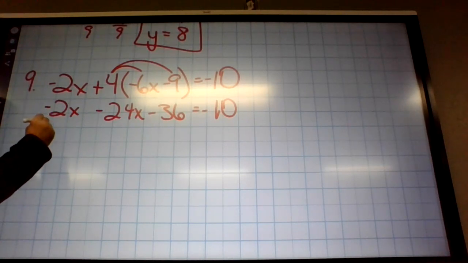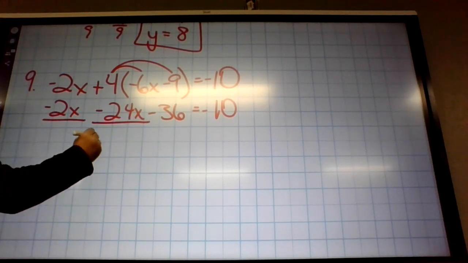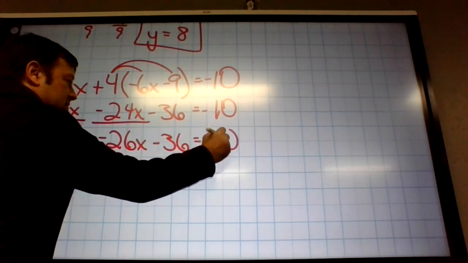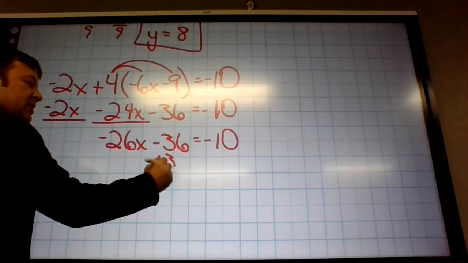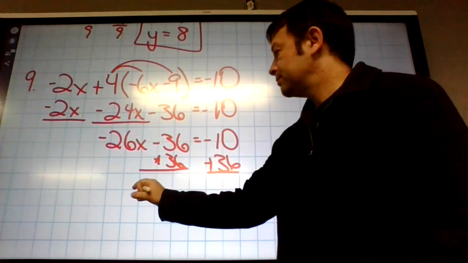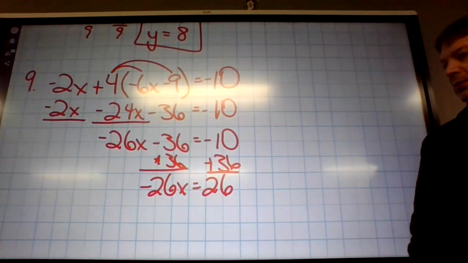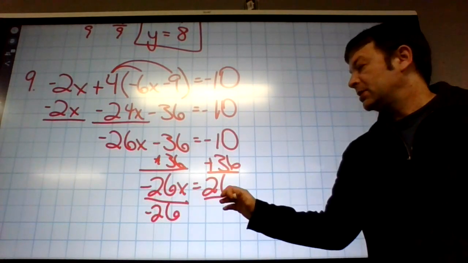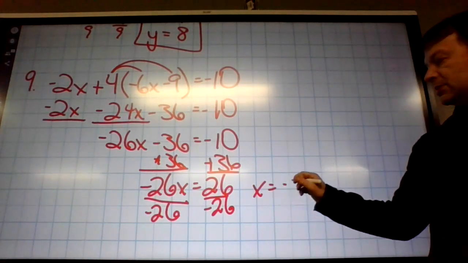Alright, we can clean this up a little bit. Negative 2x minus 24x is negative 26x. And we get rid of the minus 36, we add 36. So x is negative 1.